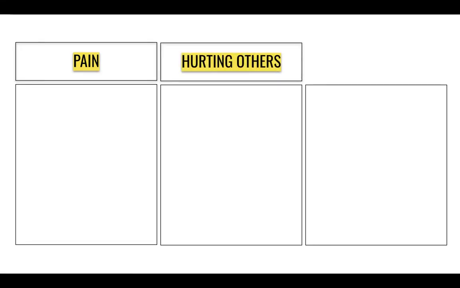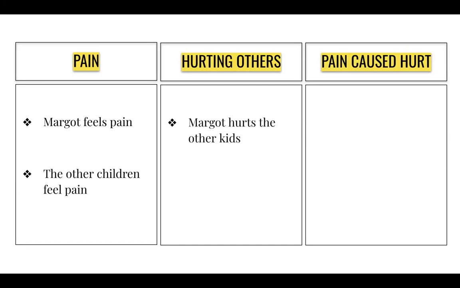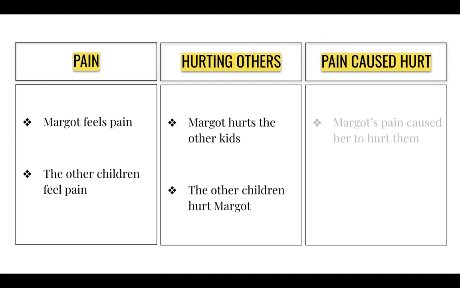So that's one possible structure. But there are others. I could take that one concept of pain. Like I said, I'm going to have to show that there's pain in the story. I need to show that there are others who get hurt in the story, and I need to show that pain caused it. So this is a different structure. In my first paragraph, I could talk about how Margot feels pain and how the other children feel pain. Then I could talk about how Margot actually hurts the other kids, and the other children hurt Margot. So those are a couple of different points I can make in that paragraph.